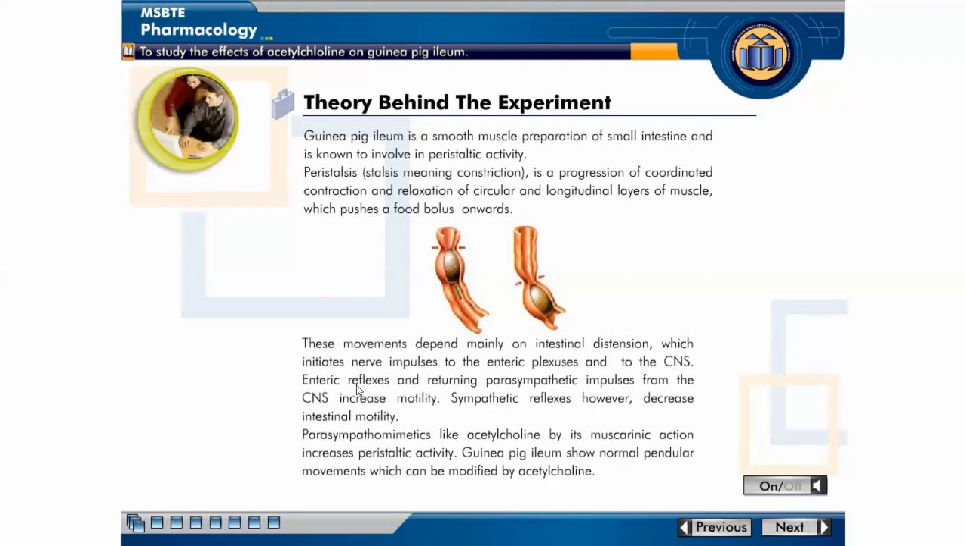Therefore, acetylcholine is a parasympathomimetic agent which shows muscarinic action and increase in the peristaltic activity. Guinea pig ileum shows normal pendular movement. Means firstly, it shows normal pendular movement, and after the administration of acetylcholine, there will be increase in the peristaltic activity. This is about theory.